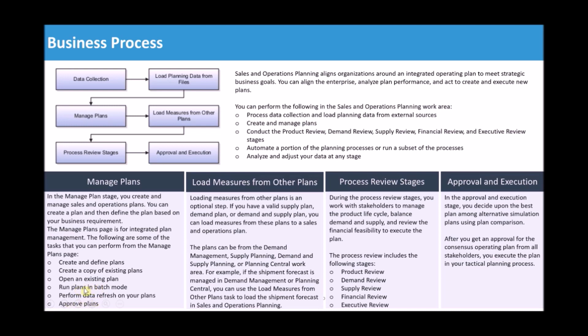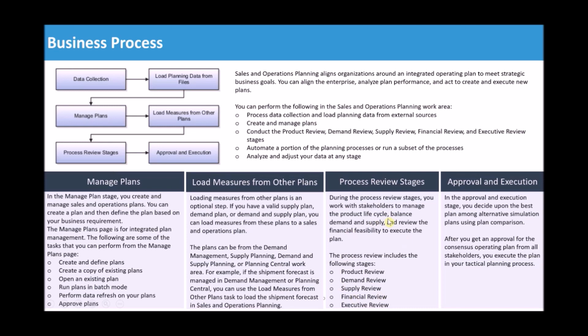Then we run the plan. I have already mentioned that. Then we perform a data refresh on your plans if required, and finally when everything is done, we approve the plan. Load measures from other plan. This is an activity in which you can copy measures from one plan to another plan, especially when the SOP plan is completed. You will be copying the output of the SOP plan as an input to your demand supply plan. Then process review stage.